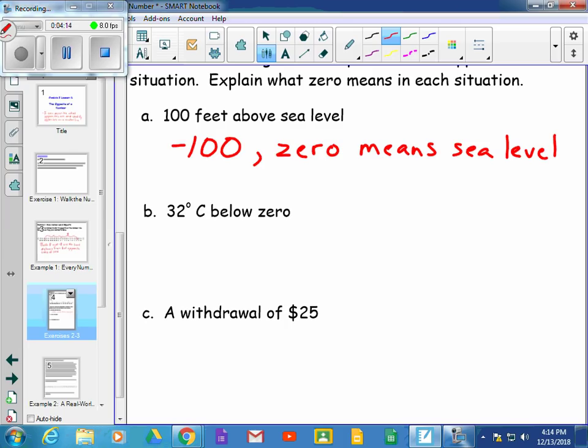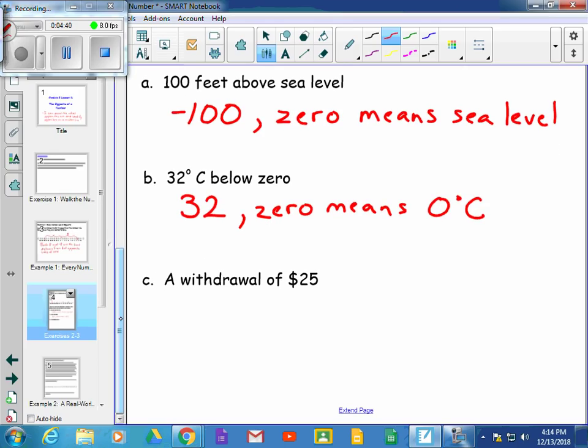32 degrees Celsius below 0, we want the opposite of that. Well, below 0 is -32. We want the opposite, which is +32. And 0 there means 0 degrees Celsius. And if you remember from the other day when we had the lesson on the thermometer, 0 degrees Celsius is the freezing point of water.